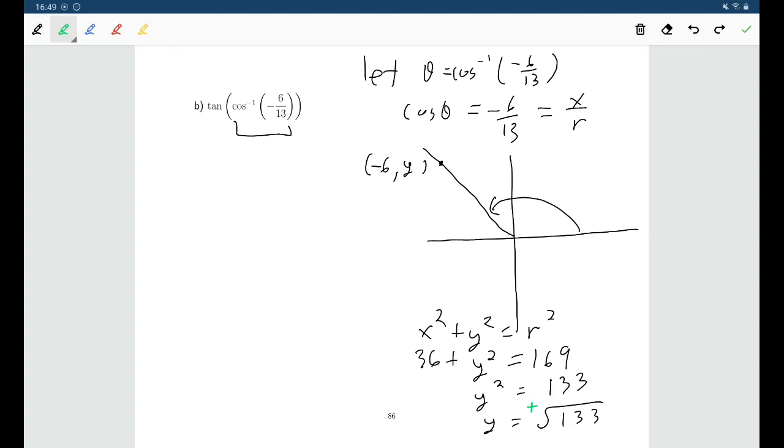So the only thing left to do now is to evaluate tangent of cosine inverse of negative 6/13, or in other words, what is tangent of theta? We know that tangent of theta would be y over x. The y value is root of 133, and x was negative 6. So tangent would have a value of negative root 133 over 6.